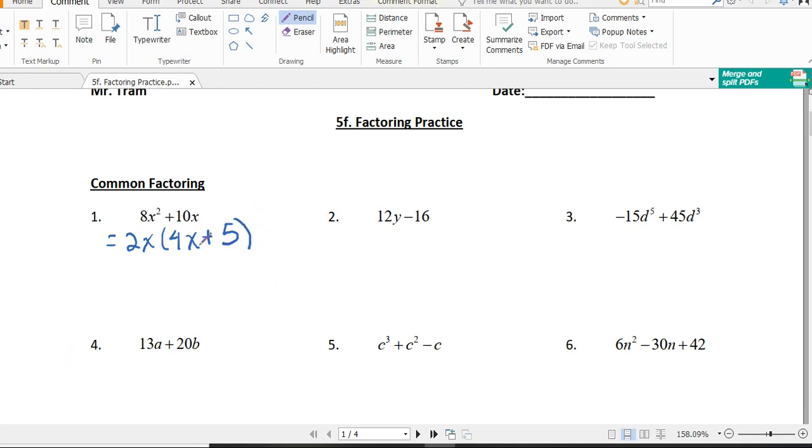If you're not sure if you're correct, you could do the opposite and multiply it in. 2x times 4x is 8x squared, 2x times 5 is 10x. That's done. Okay, something like that.